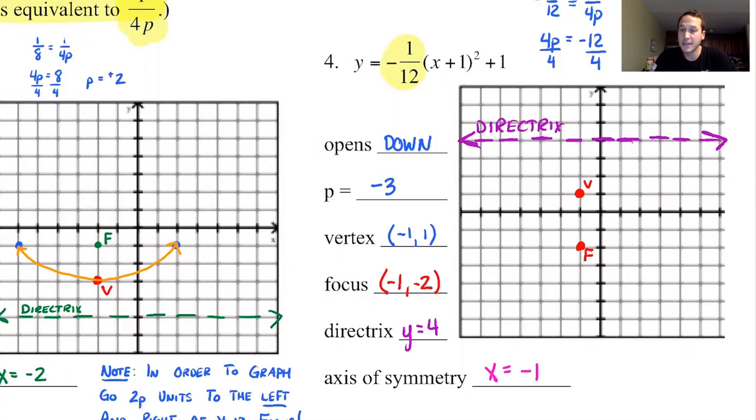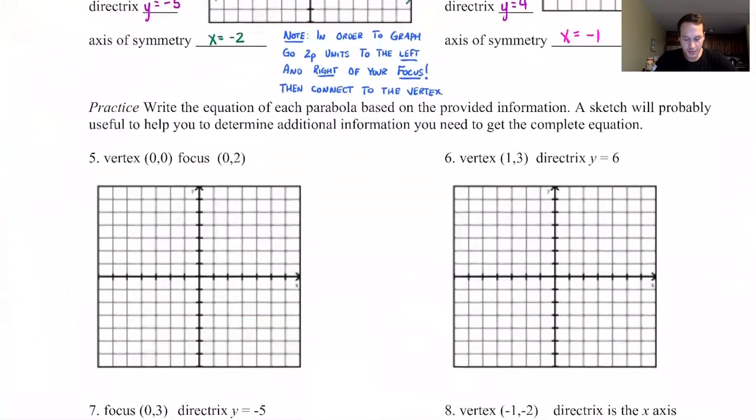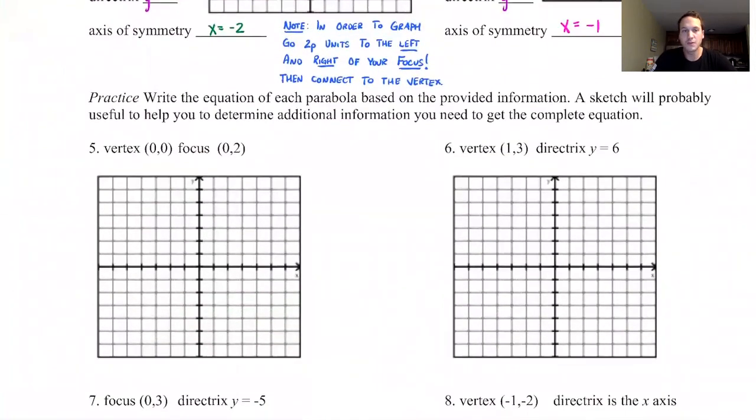Okay, but now I have to complete this graph. In order to complete this graph, I go 2p units to the left of the focus and 2p units to the right. So I'm going 2 times negative 3, which is negative 6. Don't worry about the negative there, we're just using the number 3. So I go 6 left, 1, 2, 3, 4, 5, 6, and 6 right, 1, 2, 3, 4, 5, 6. I connect all of this, and there is my parabola.